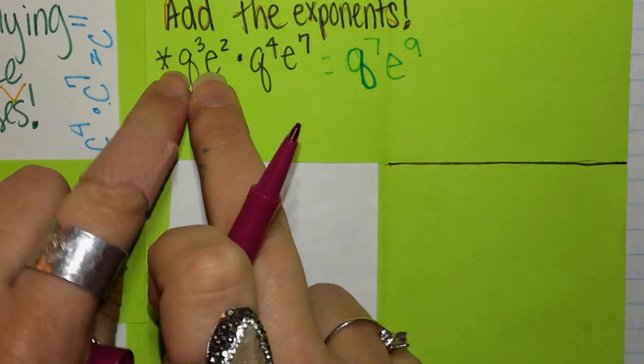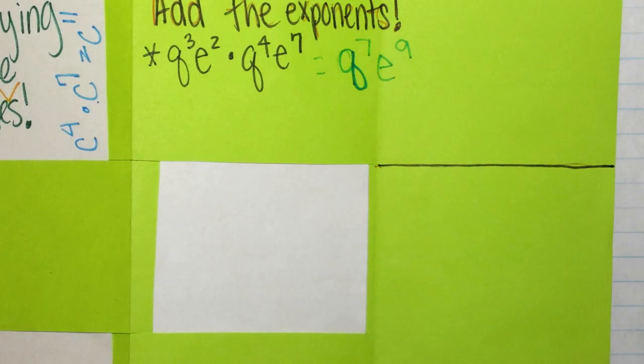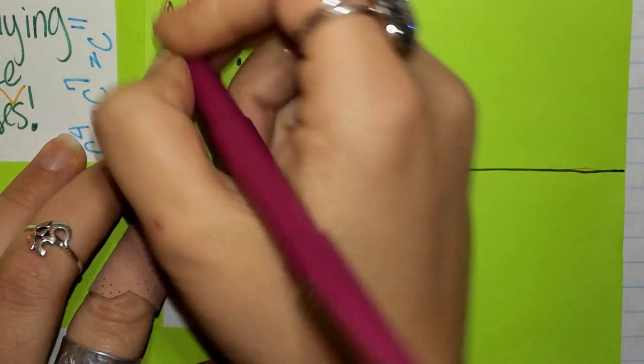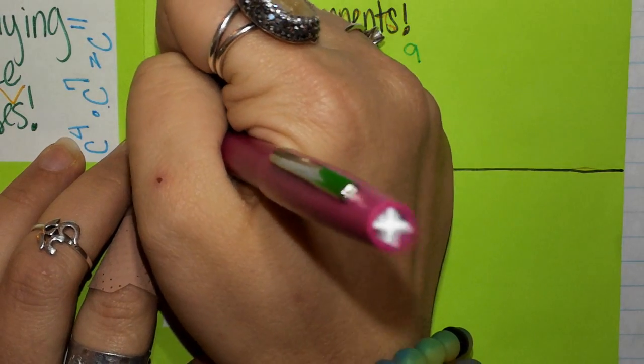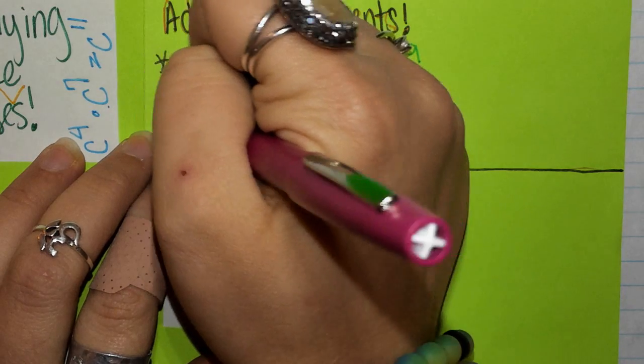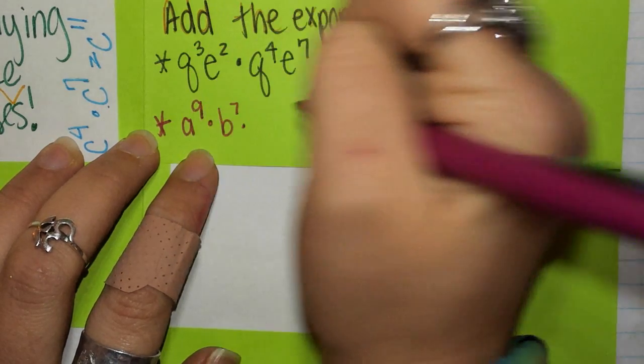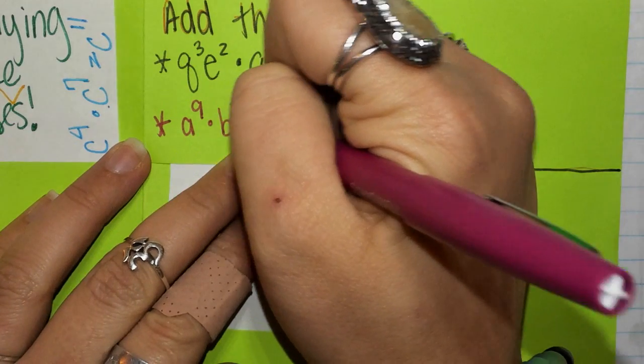All right, so why did we not combine the Q and the E? They're not like bases, they're not like terms. All right, next. Do I need to write this one smaller, or are we just going to do two examples? We're just doing two examples. I think we can move on after this.